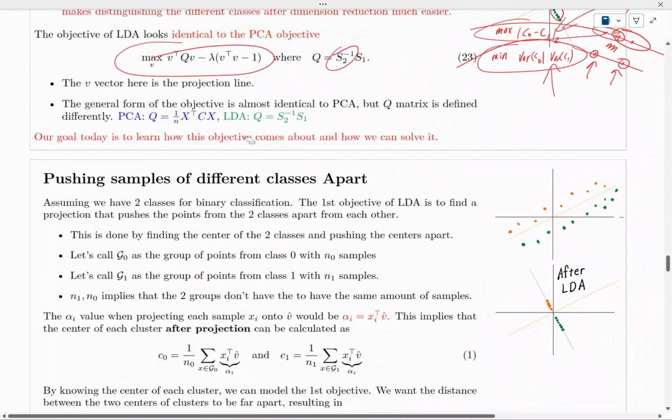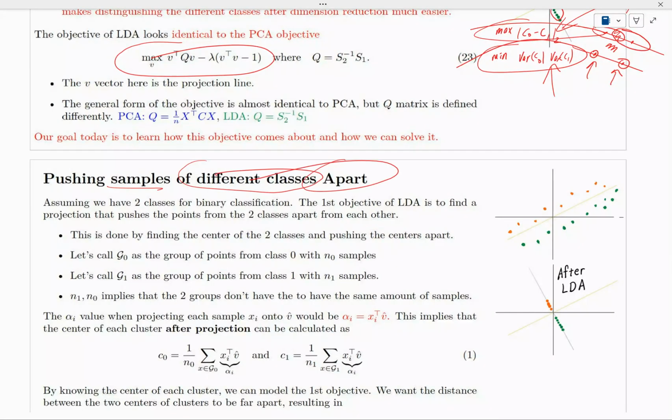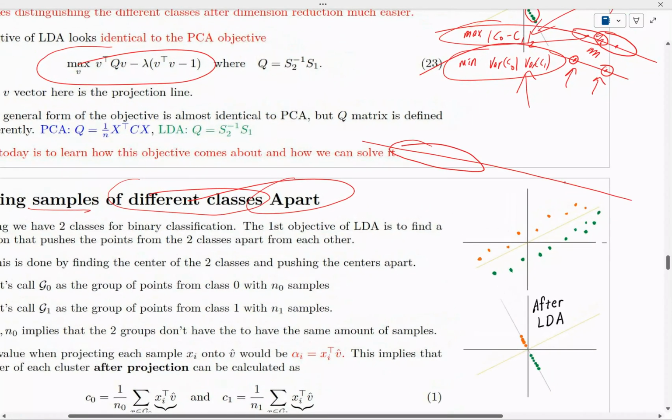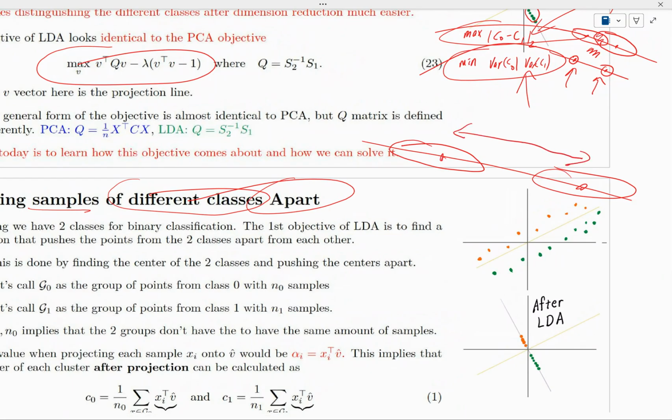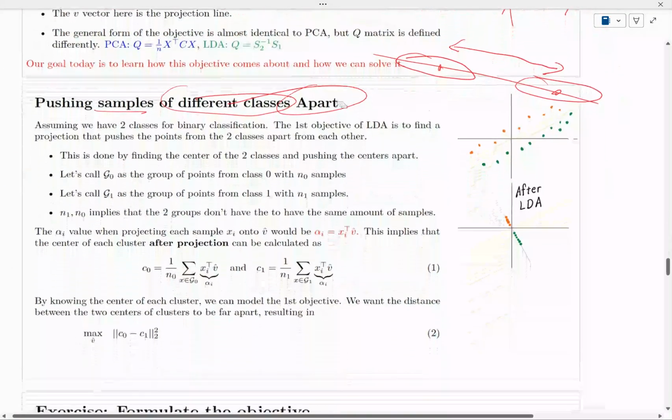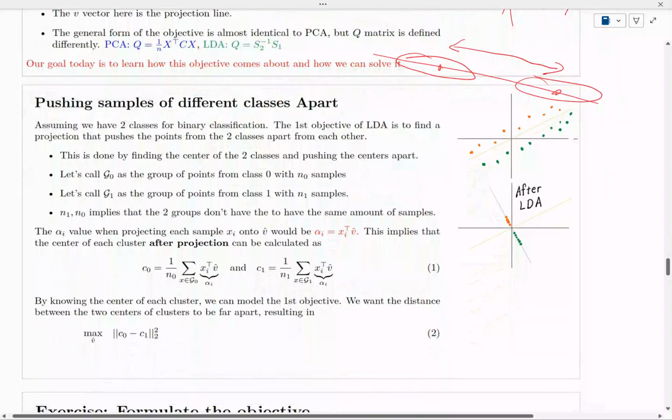Now, first step, like I said, we're trying to push samples of different classes apart. Ideally, we want the two data sets after projection to be as far apart from each other as possible, because the farther apart they are, the easier we can tell them apart. So having them far apart is great. Now, how do we do that?